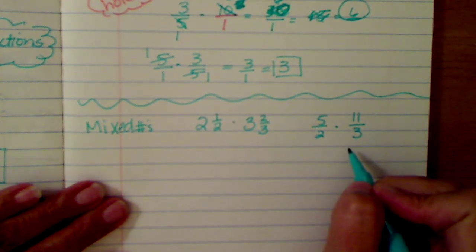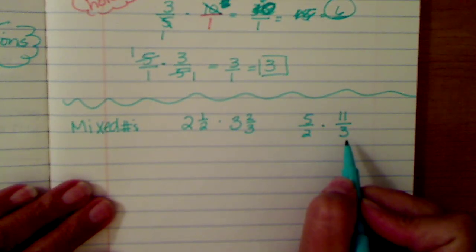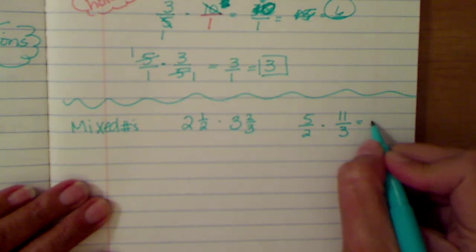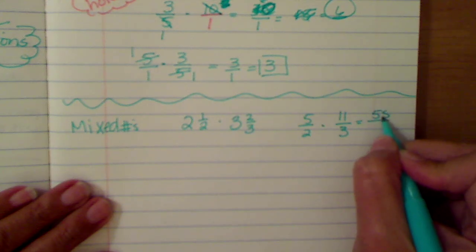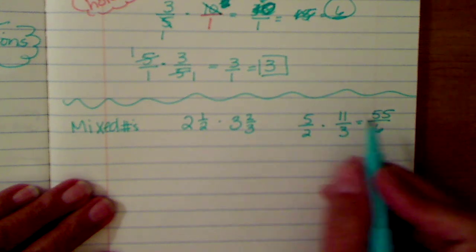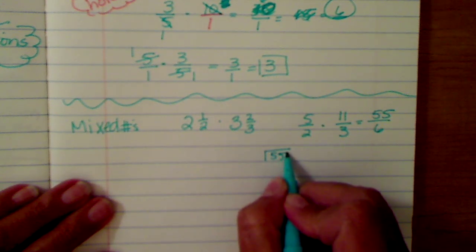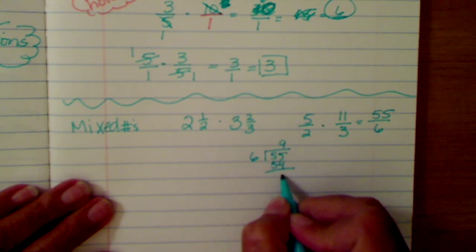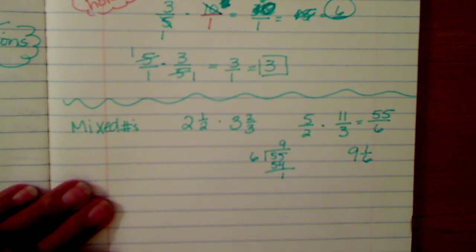And then we're going to look to see if we can cross factor. 5 and 3 are not factors of each other, they're both prime, and 2 and 11 are not factors of each other, they're both prime. So I just have to multiply. So this would be 55/6, and then I turn that into a mixed number by dividing. So I'm going to take 55 and divide it by 6, which gives me 9 with 1 left over. So my answer would be 9 1/6.